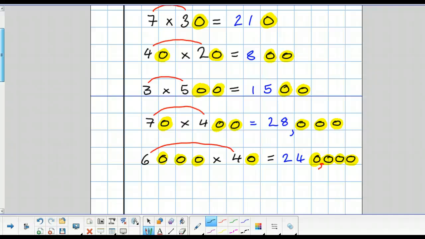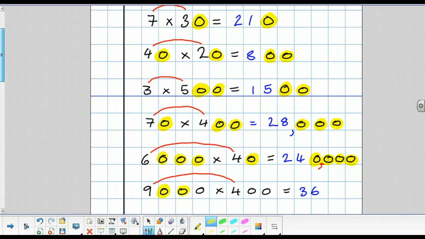Now, the last example we're going to look at involves a multiple of 1,000, 9,000, times a multiple of 100, 400. 9 times 4 is 36. Let's look at the number of zeros in this question. There's a lot, isn't there? There's 3 after the 9 and 2 after the 4. So we have a total of 5 zeros. So we put them in, squeezing them in here. That's 4. Add 1 more.